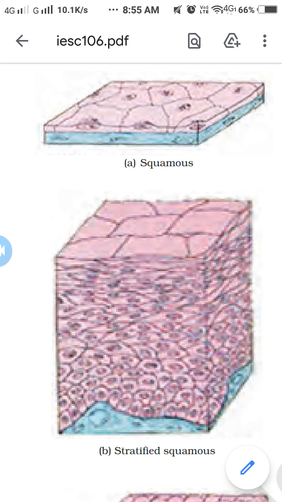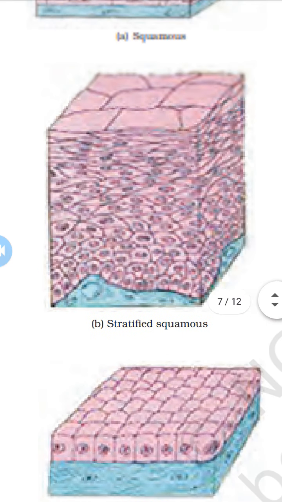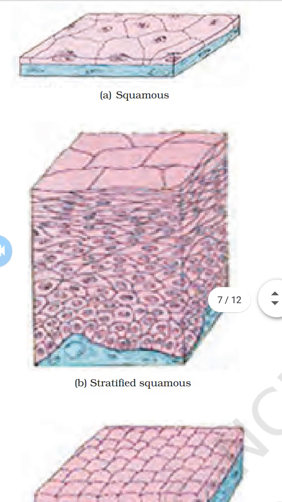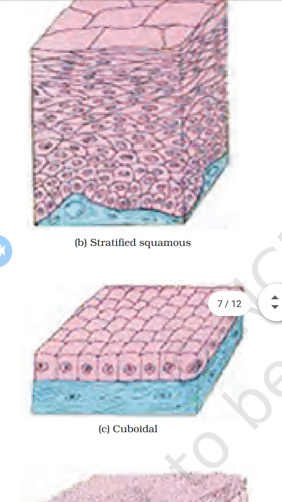Second, we discuss stratified squamous epithelium. It is made up of epithelial cells arranged in many layers. It offers protection and prevents wear and tear, for example in the skin. Then second, we discuss the columnar epithelium.